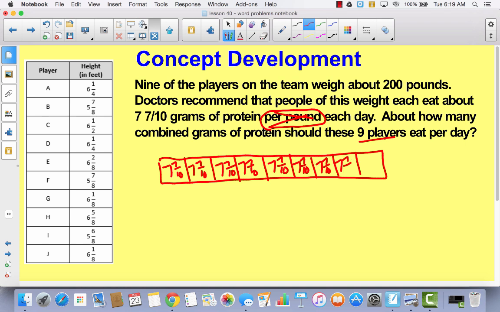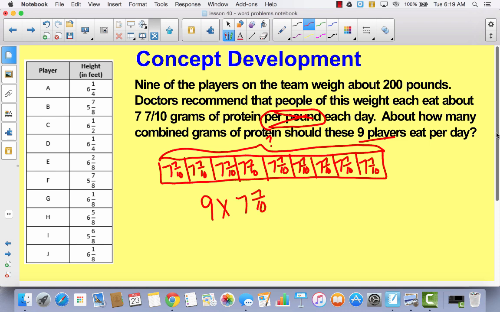So while I'm finishing this up, let's think about what are we trying to figure out here? We're trying to figure out a total, right? So our question mark would be, how much is this all together? So we could do repeated addition, or we could use multiplication. I have 7 7/10 9 times, so I could say 9 times 7 7/10.